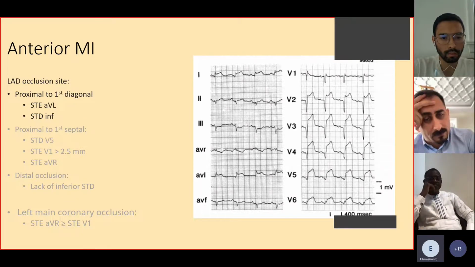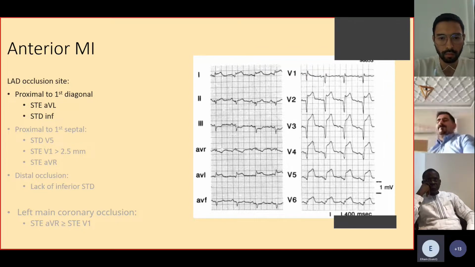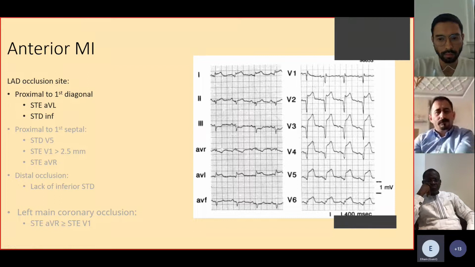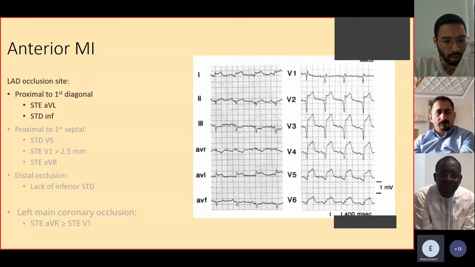One thing I should mention before this is that anterior wall MI presents in the ECG with ST elevation in at least 2 contiguous precordial leads. So if we have occlusion before the first diagonal branch, we will see ST elevation in at least 2 contiguous precordial leads, in addition to lateral lead ST elevation. Also, as you see in this ECG, we will see reciprocal ST depression in the inferior leads, which are the mirror leads to the lateral leads with ST elevation.